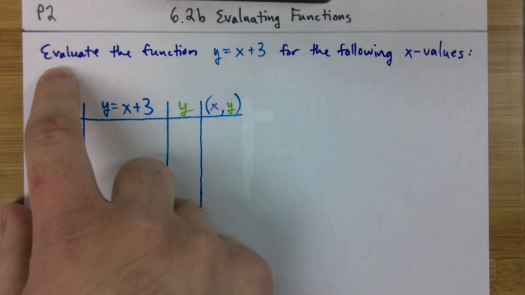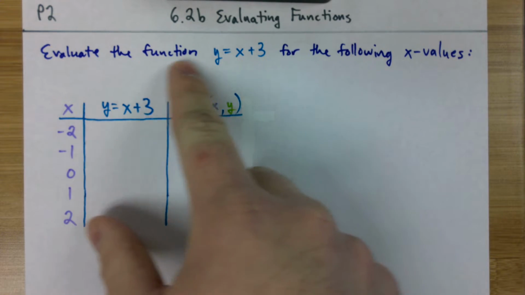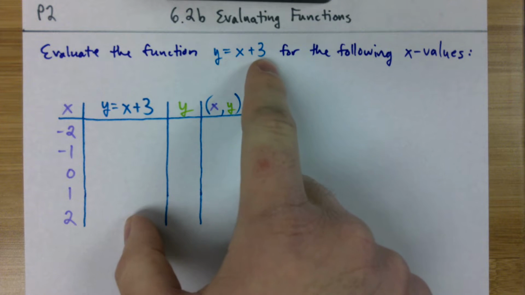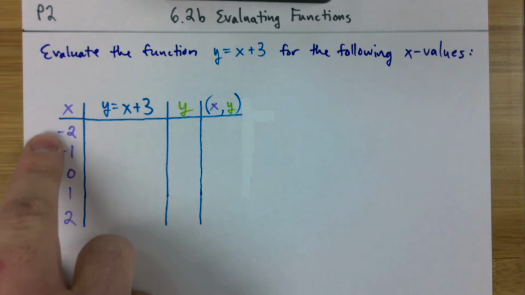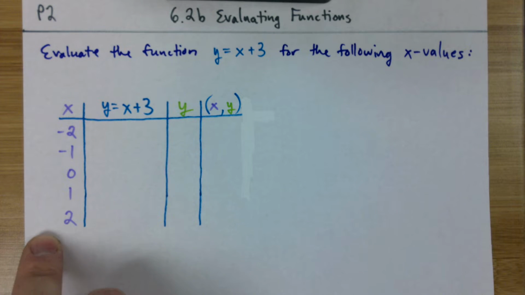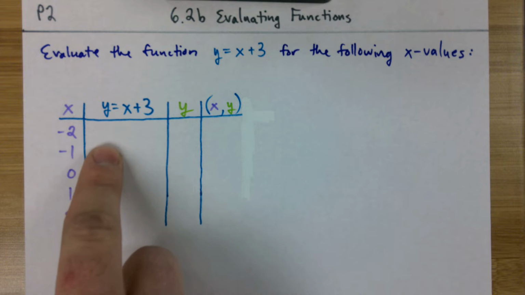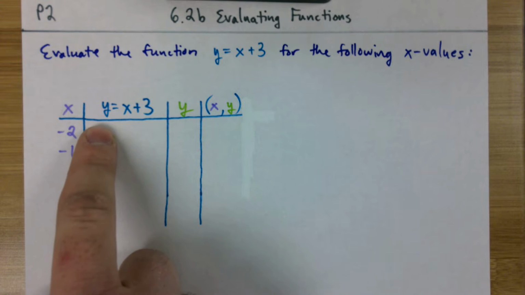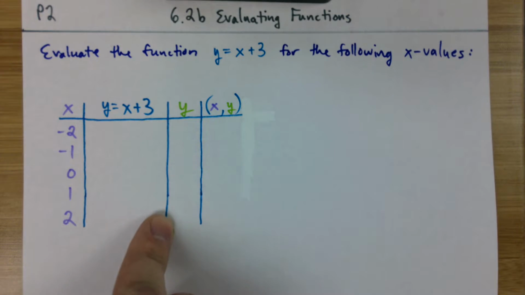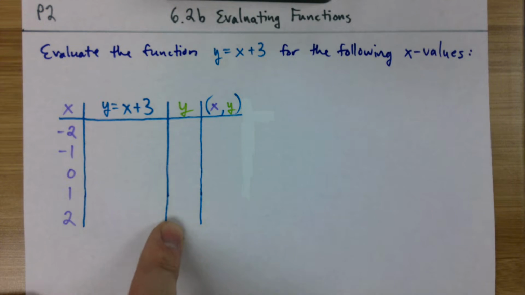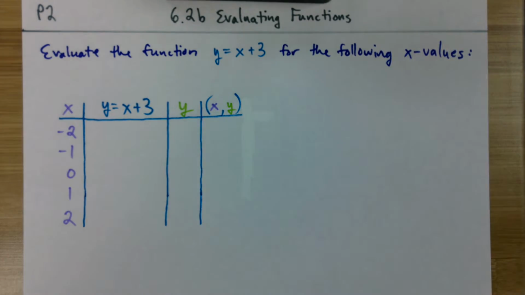So the directions you're going to see are to evaluate the function y equals x plus 3 for the following x values. And you'll see we have 5 x values here on the left side of our table. We've got our function here in the middle of our table. Right here is where we are going to put the y values that we solve for, and then we're going to put our x and our y together to find a point on that function.